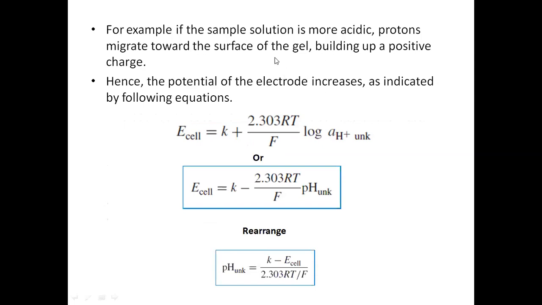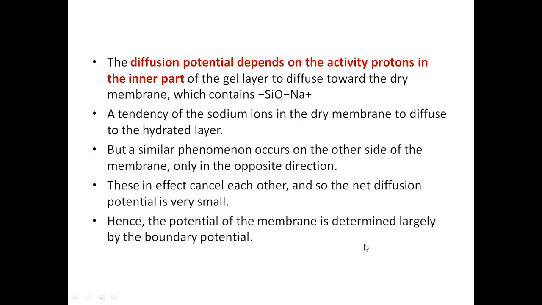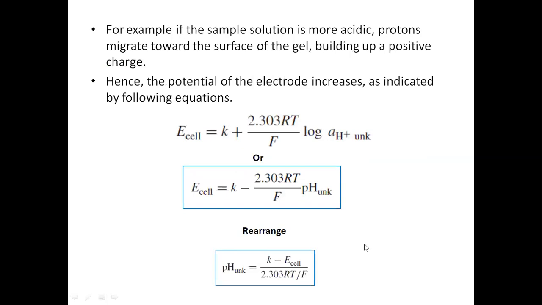Now, if the acidic protons migrate towards the gel surface, they build up positive charge and increase the potential. Then we have to consider this formula, convert this activity of H plus ion into the pH, and we find that if the potential of the cell increases, the pH decreases. So this is the way we find out the pH.